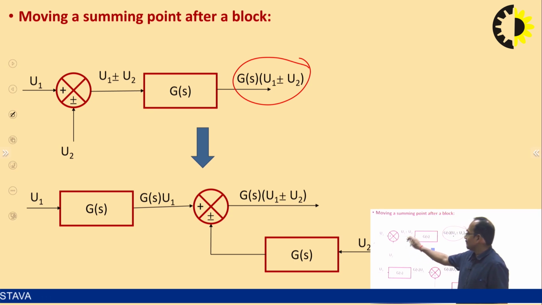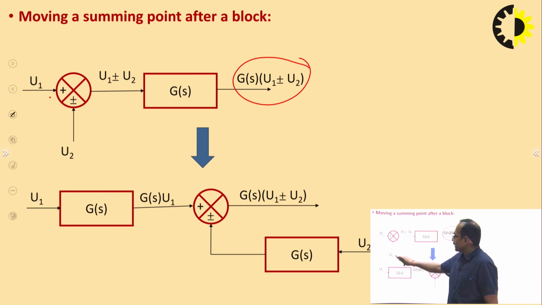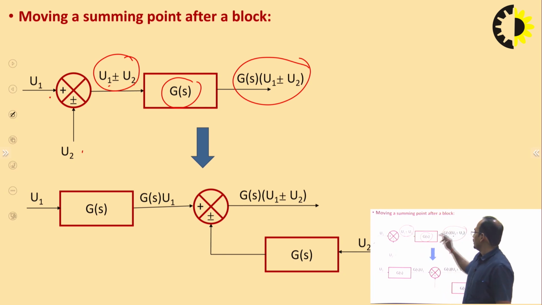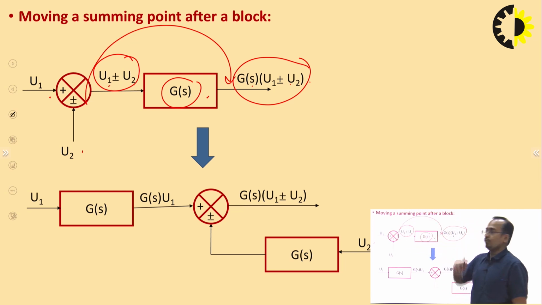Before shifting the summing point after the block, the output is u1 plus minus u2, and this is the gain, so I will multiply the resultant input by the gain. What will be the output? G(s) times (u1 plus minus u2). If I shift this summing point to this position, then what will happen?